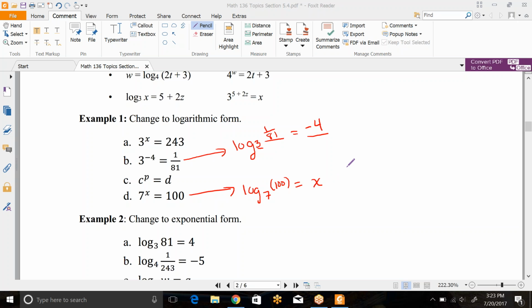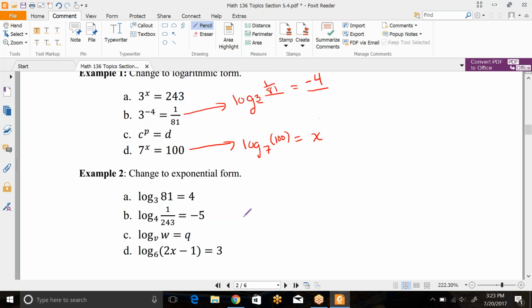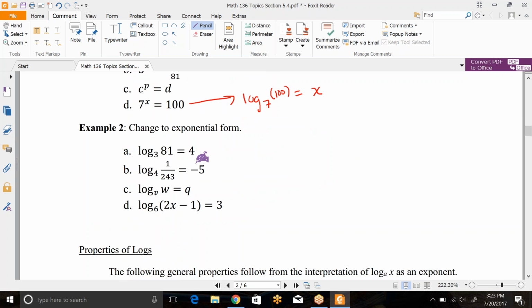Okay, let's look at example 2. It says change to exponential form. My technique for this is to use the spiral technique. I did A and D in class, so let's do B and C really quick. So we have log base 4 of 1 over 243 equals negative 5.